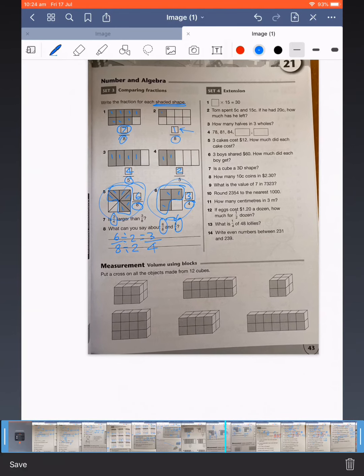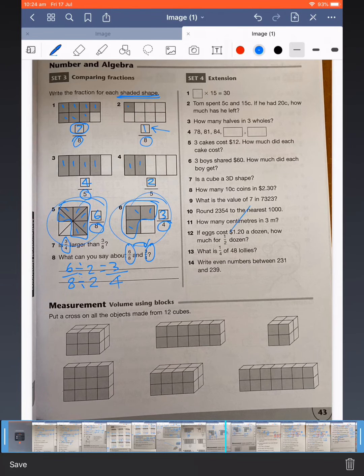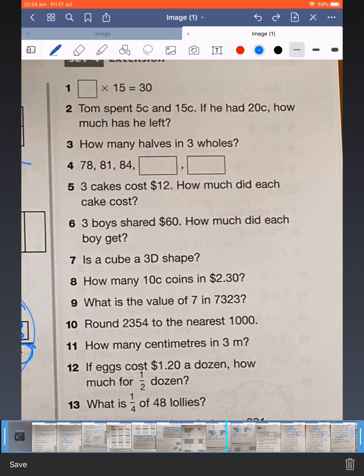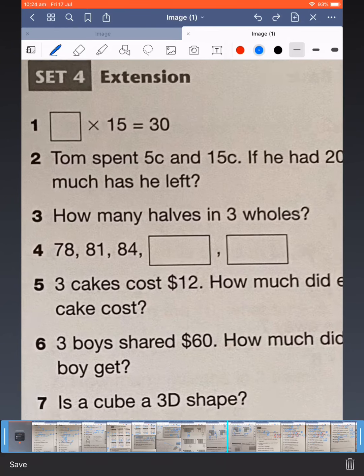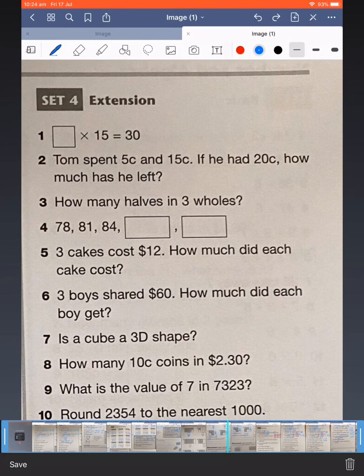Okay, let's go up to set 4. All right, let's go. What times 15 is 30? Okay, well, we know that 15 times 2 is 30. If we add 15 plus 15, it equals 30. So that means that 15 times 2 is 30. Good.